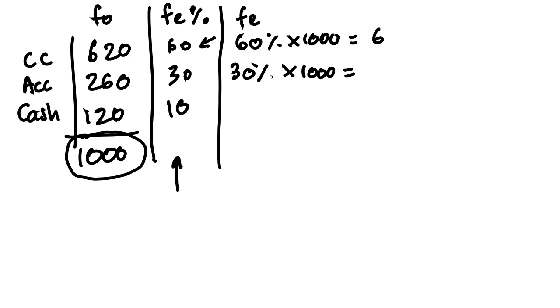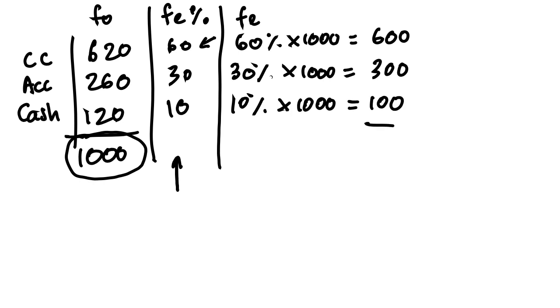Then you can work the last one out as 10% times 1,000, or you could just say, look, already you've got 900, so the remaining clients, which would be 100, would be here. So you still get back to your 1,000, as you would expect, but this is what your values are for FE. That's how you work with your FE values.